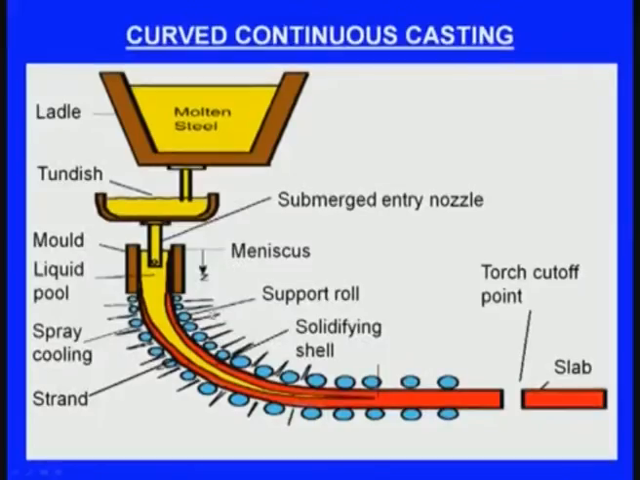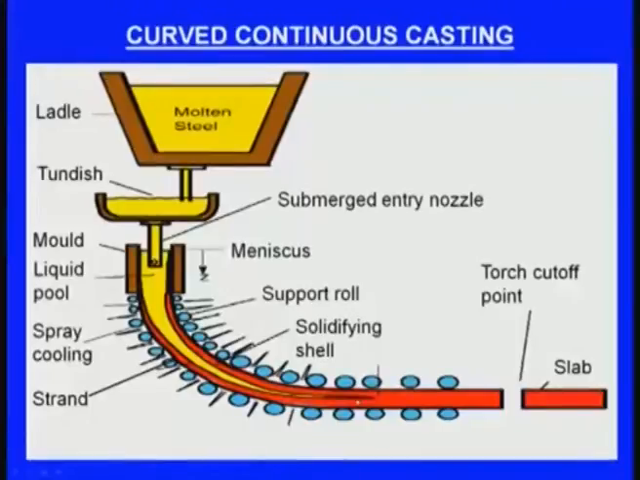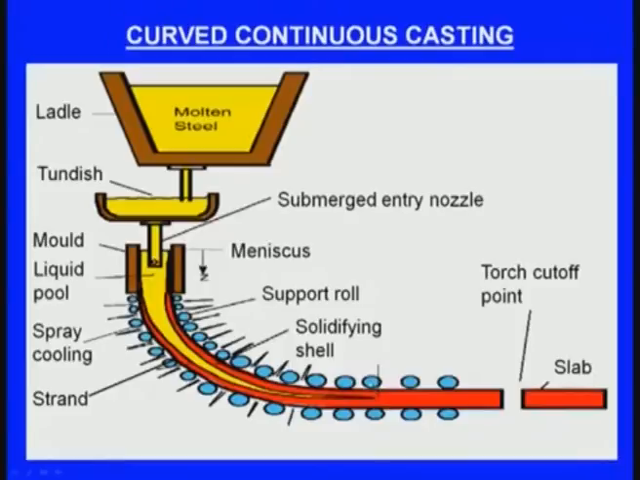Now, here there will be support rollers. So, these rollers will be rotating. As they are rotating, the solidified bar will be taking a curve and slowly it takes a horizontal direction, and by the time it comes here, it is totally solidified. Now, somewhere here it will be cut using some torch or a saw. So, likewise, as the solidified bar is coming out, it will be periodically cut or cut at the desired position. So, this is the principle of the curved continuous casting.